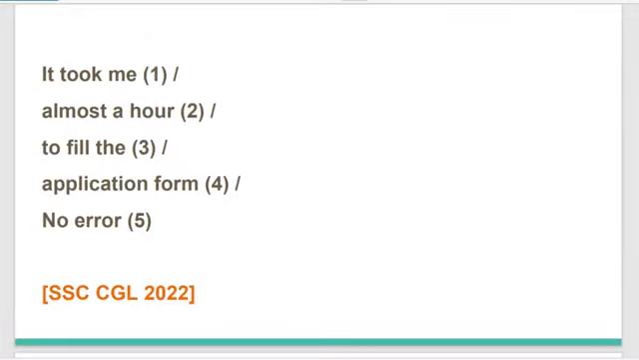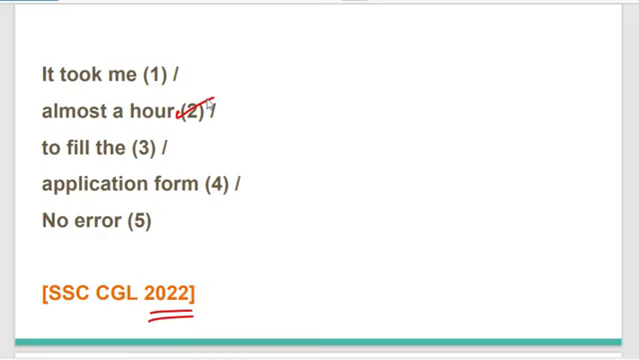Moving to the next question, which is another easy one. It took me almost an hour to fill the application form. It took me almost an hour to fill the application form. Now this is a question of SSC CGL 2022. It took me almost an hour. Very easy and very convenient to find out. The error is lying in part 2.